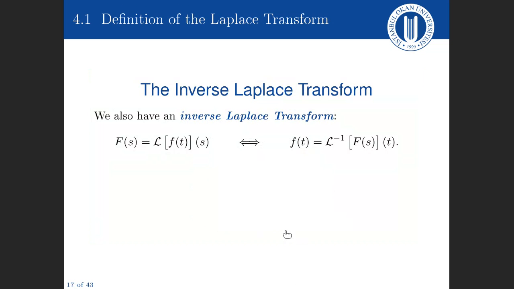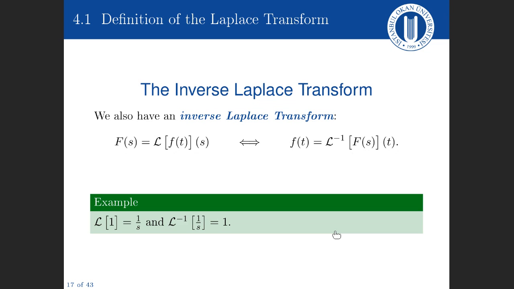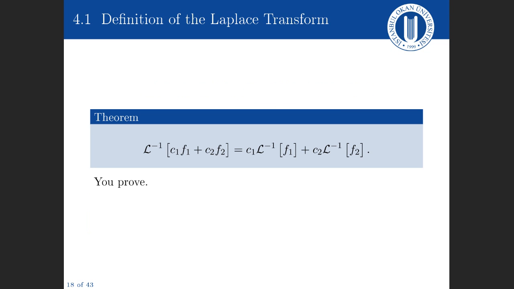We also have an inverse Laplace transform. And the way it works is, if capital F is the Laplace transform of small f, then small f is the inverse Laplace transform of capital F. It just goes backwards, just undoes or inverses the Laplace transform. So, for example, the Laplace transform of 1 is 1 over s, and the inverse Laplace transform of 1 over s is equal to 1.